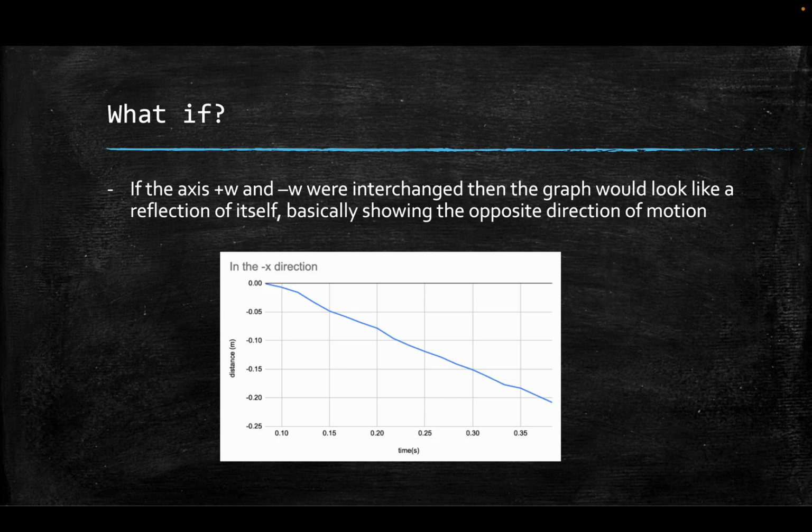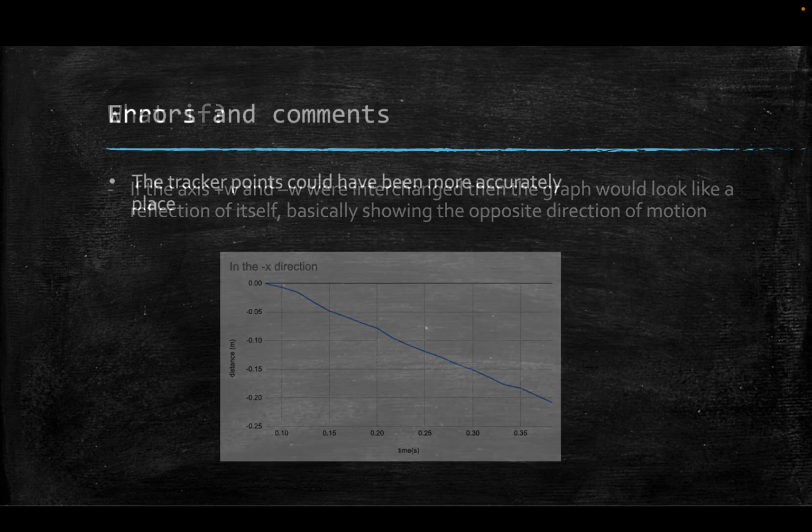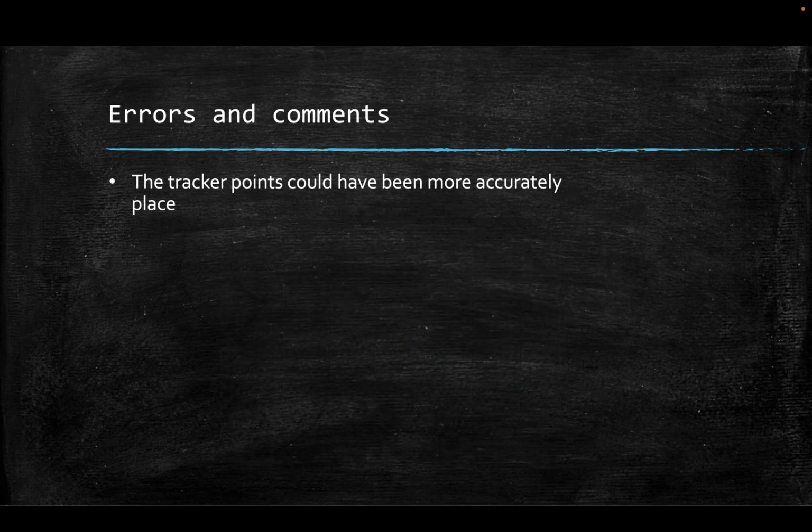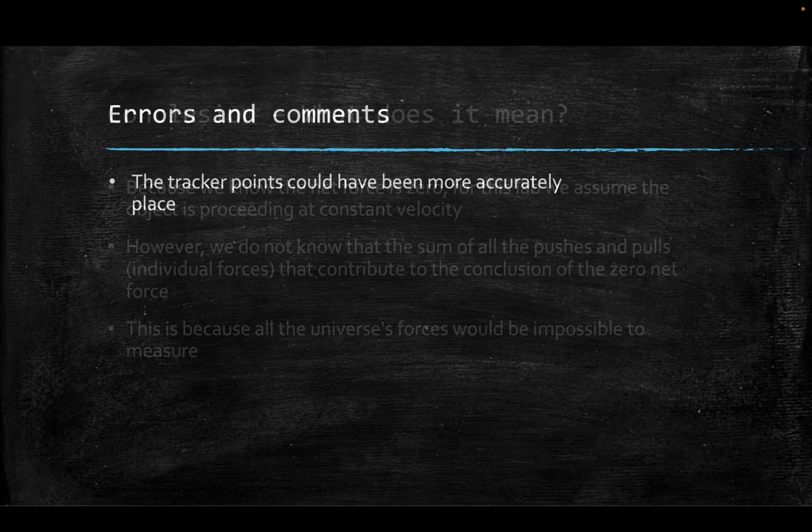So one of the questions pertaining to this lab is, what if the axes were flipped? And basically I took a few of the first points of the tracker and put them in the negative direction, and it kind of shows a reflection of the graph itself, showing the opposite direction of motion. And then, as I said, the tracker points probably could have been more accurately placed, but it still showed a pretty linear, accurate progression of the setting spray.